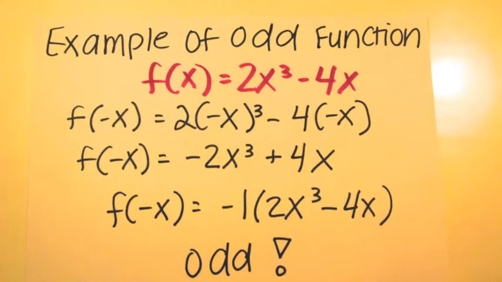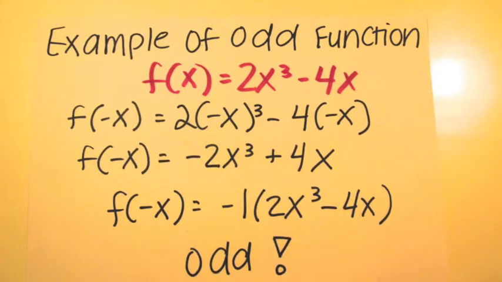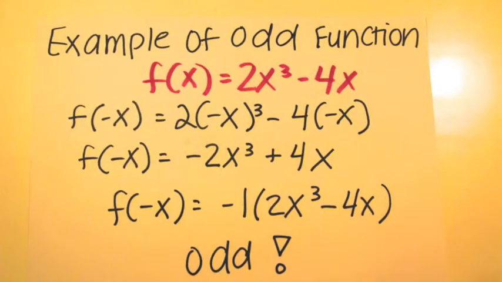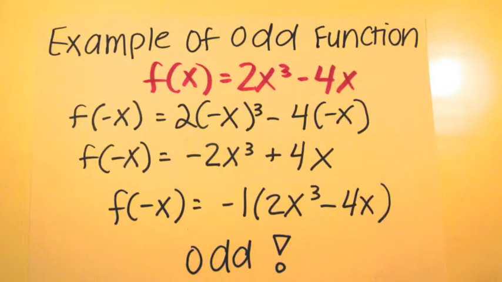I plugged in negative x into the equation, and I get negative 2x to the third plus 4x. Then I factored a negative 1, and I got 2x to the third minus 4x. That's the same thing as the original function, because I factor out a negative 1.